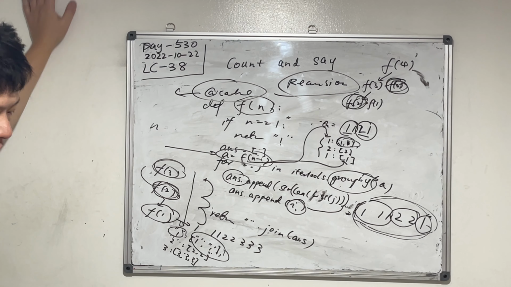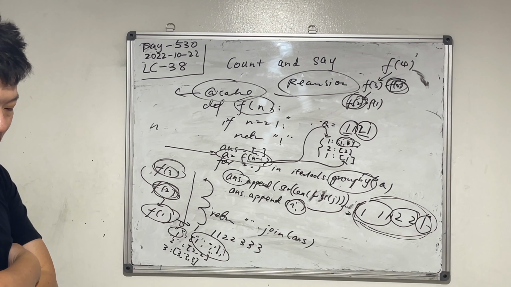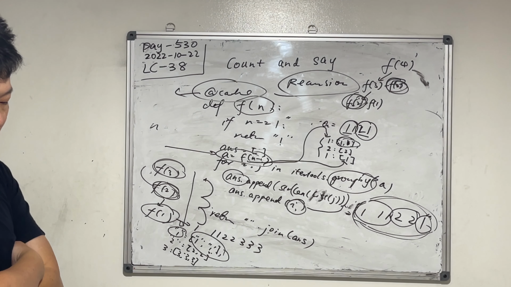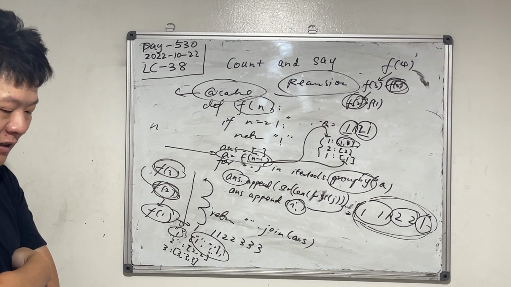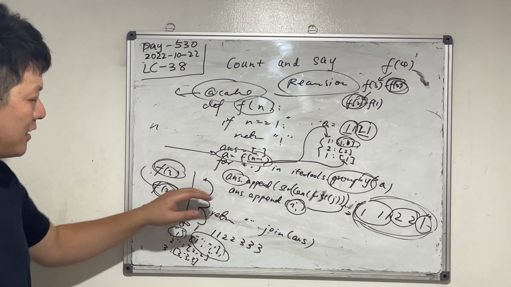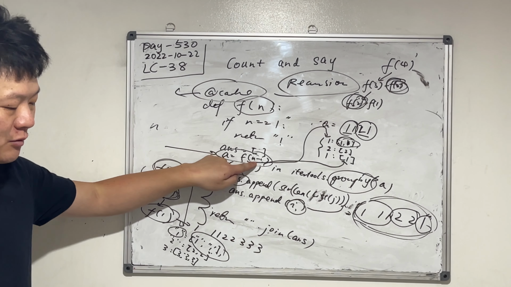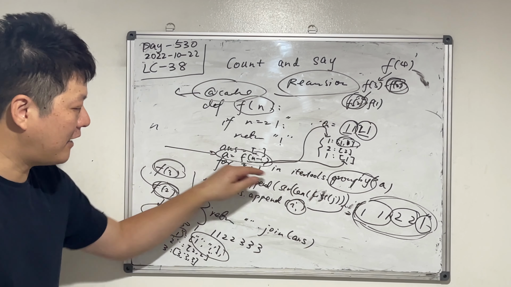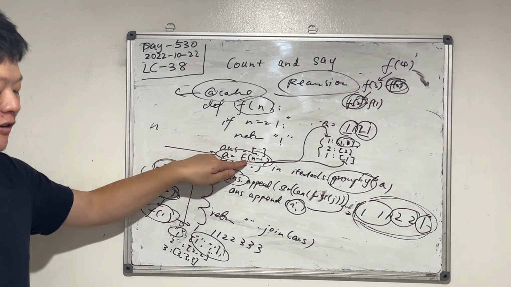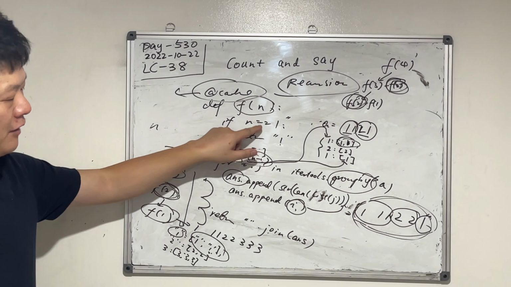What kind of algorithm can we use to solve this one? Groupby. And what's the algorithm called when we're solving a smaller size of problem? Recursion. Yeah, recursion basically is we're solving a smaller size here. Look, a equals fn minus 1. Because we need the fn minus 1 result to count and say it. And fn minus 1 recursively calls fn minus 2, fn minus 3, until we reach f1, right?